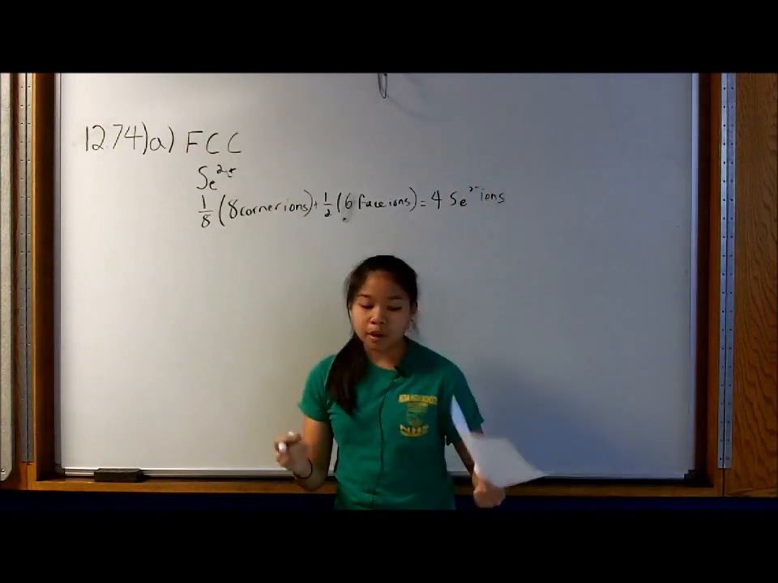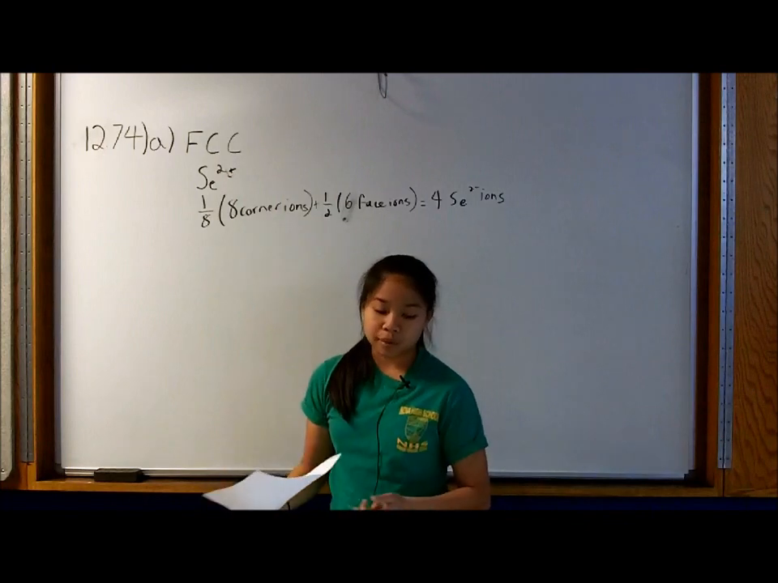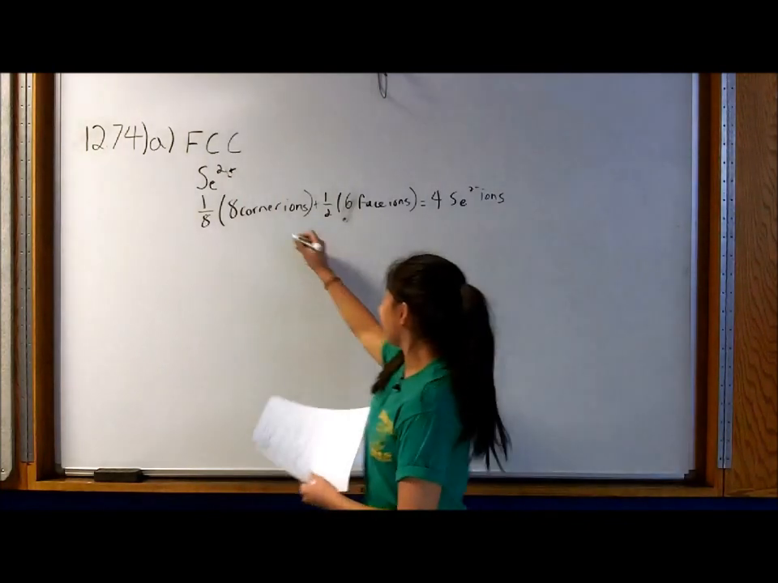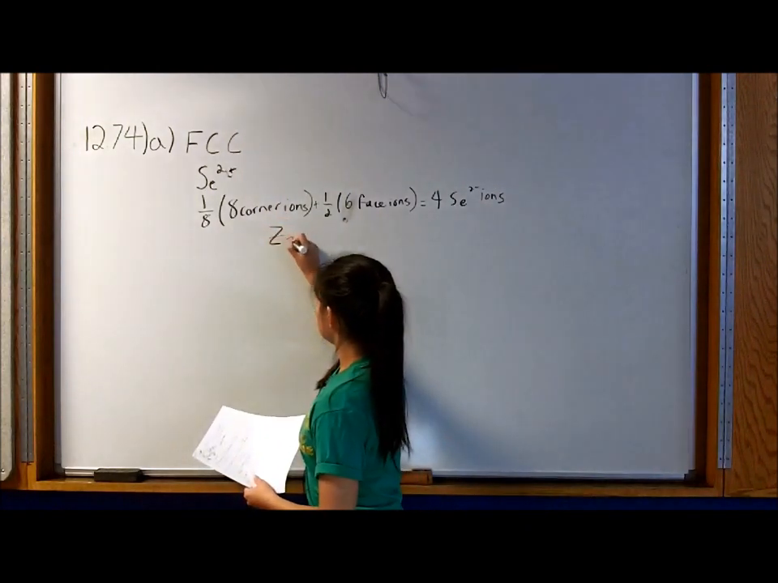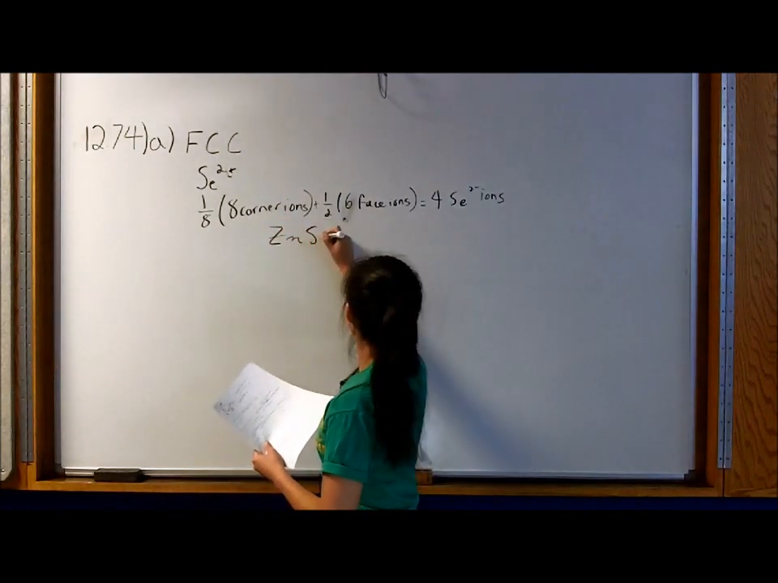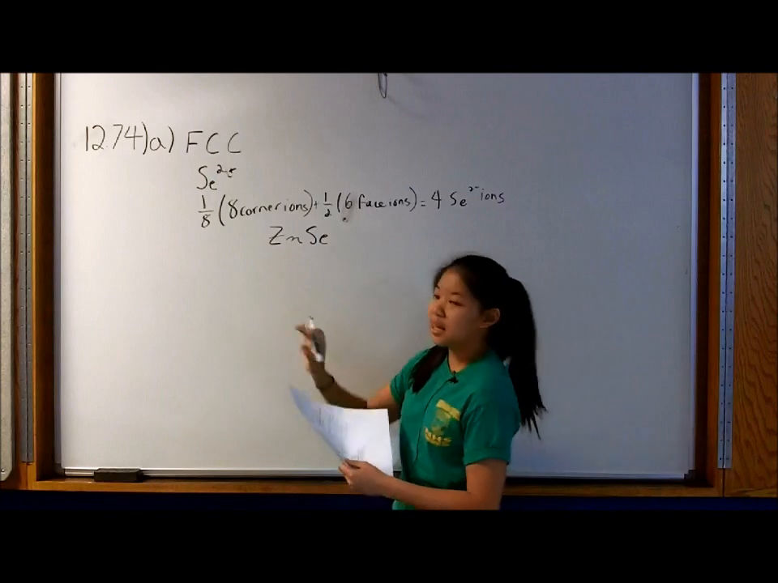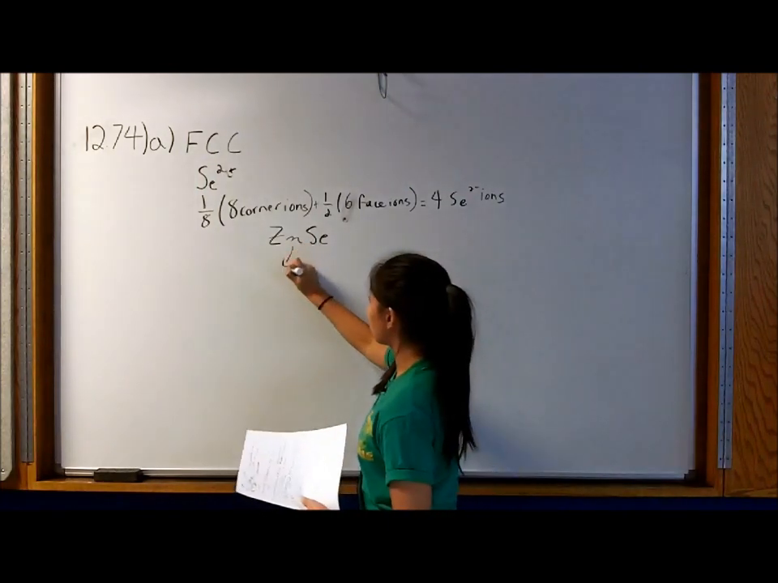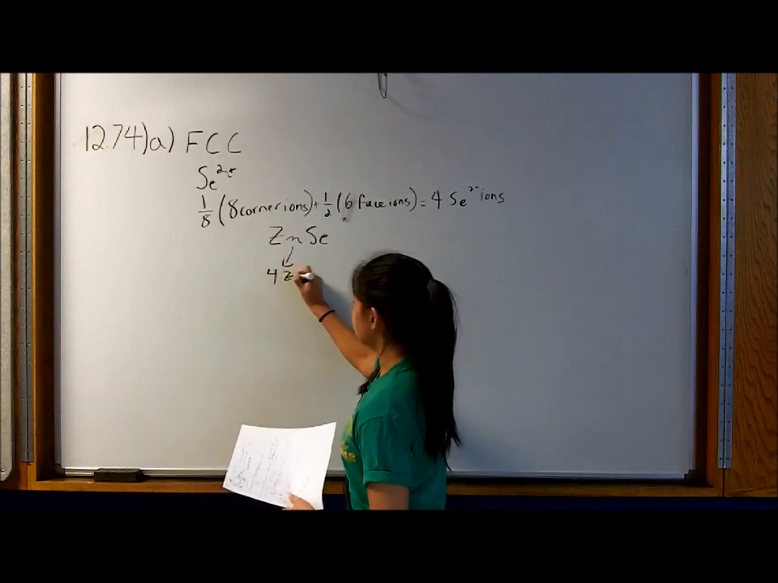And now in the problem, they give you the chemical formula for zinc selenide. It is ZnSe. And because it is a 1-to-1 ratio, you can also assume that there are 4 zinc ions.